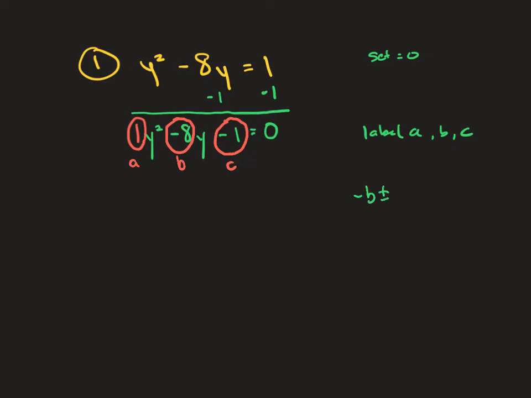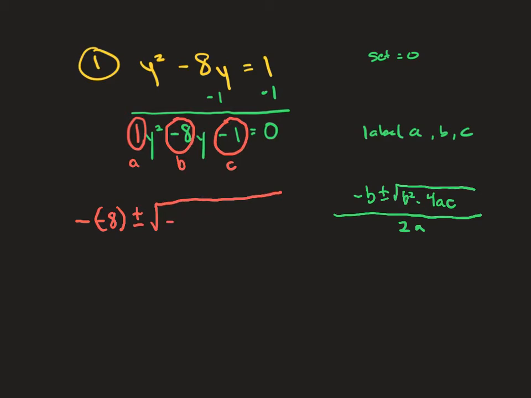Negative b plus or minus square root of b squared minus 4 times a times c all over 2a. So I'll go ahead and do that here in red. So we've got a minus in front of b. Be careful with this. Since b is negative, you've got a minus in front of negative 8. Minus in front of b. And then plus or minus square root of b squared, so negative 8 squared minus 4 times a, which is 1, times c, which is negative 1. And then all of that, make sure this line goes under everything. So all over 2 times a.